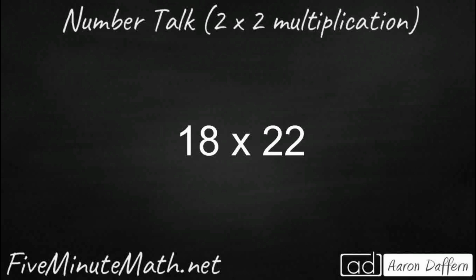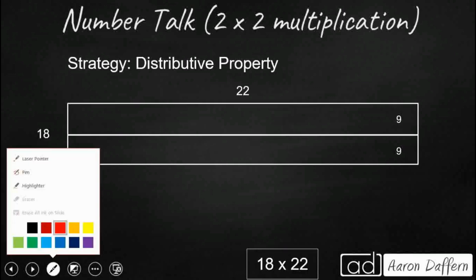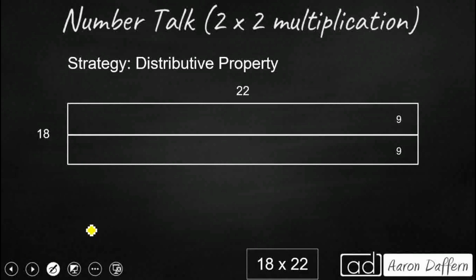Pause the video, try to figure out 18 times 22 in your head. When you have your solution, unpause the video and we'll look at all of our strategies together. So the first thing we could have done is we could have looked at the distributive property.